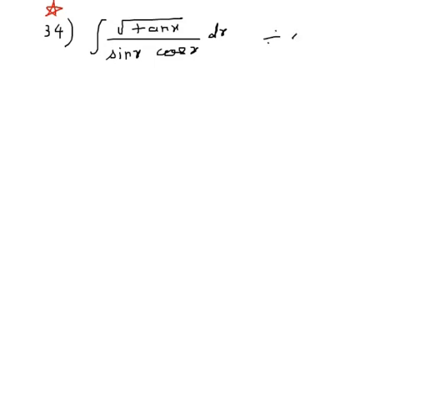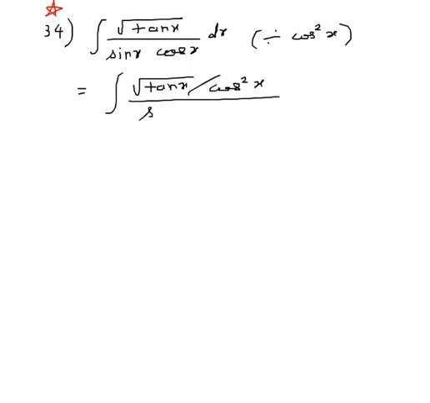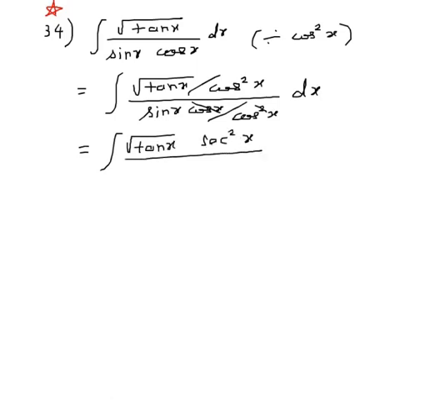Let us divide both numerator and denominator by cos square x. So we get root of tan x divided by cos square x, and in the denominator sin x cos x divided by cos square x dx. Here I can cancel one cos x, and in the numerator 1 by cos square can be written as secant square x divided by, denominator is sin x by cos x, which is tan x.